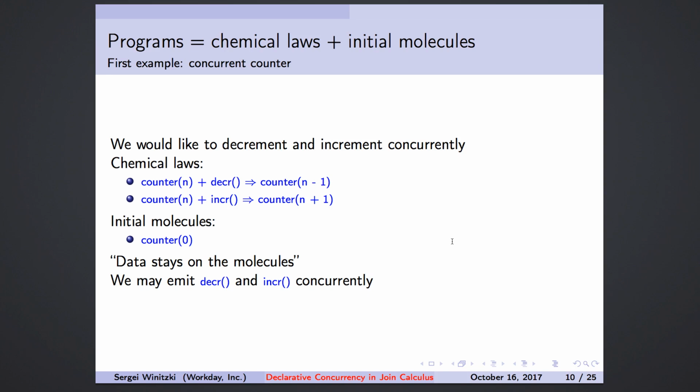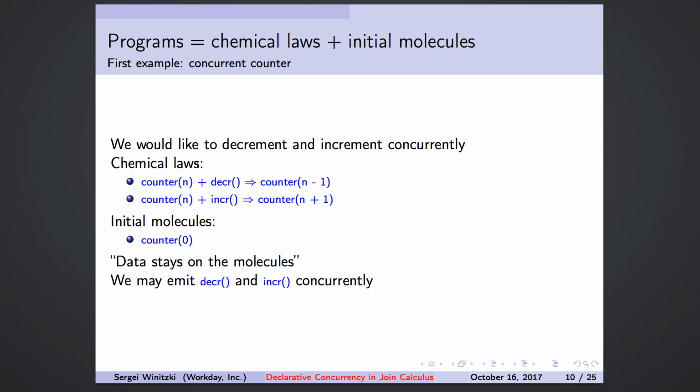Here's the first example. We want to have a counter that we decrement and increment concurrently in a thread-safe manner. We design this with three molecules: counter, decrement, and increment. And the reactions are in the chemical notation like this. The counter carries an integer value n, decrement and increment carry unit values. Counter reacts with decrement and emits a counter with modified value, similarly with increment.